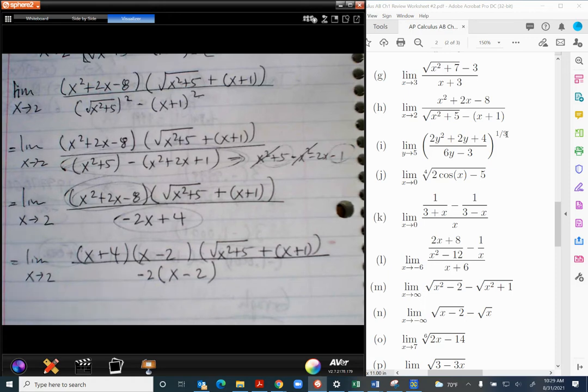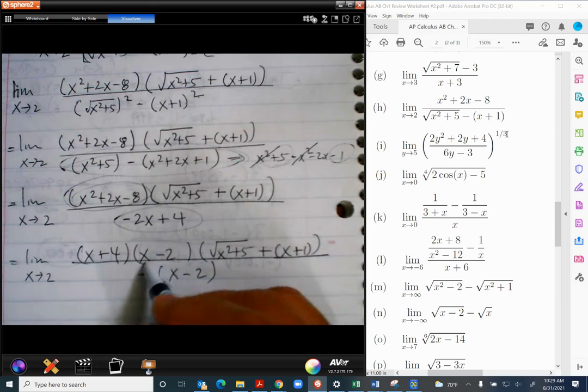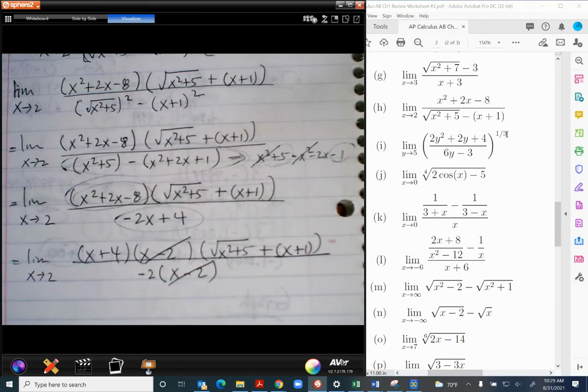After all that work, do you think we did this correctly or not? How do you know if we did this correctly or not? Because we're able to cancel this. We're able to cancel. You see that? If you're able to cancel, then most likely we did this correctly. If you can't cancel, then you need to go back and fix something.